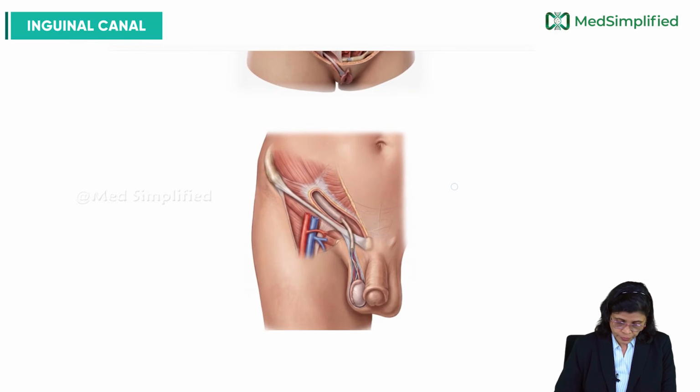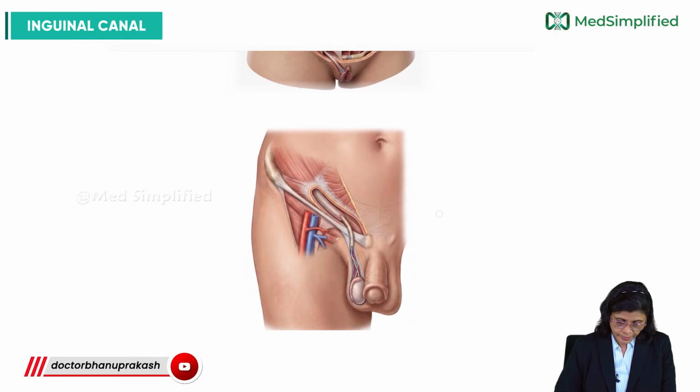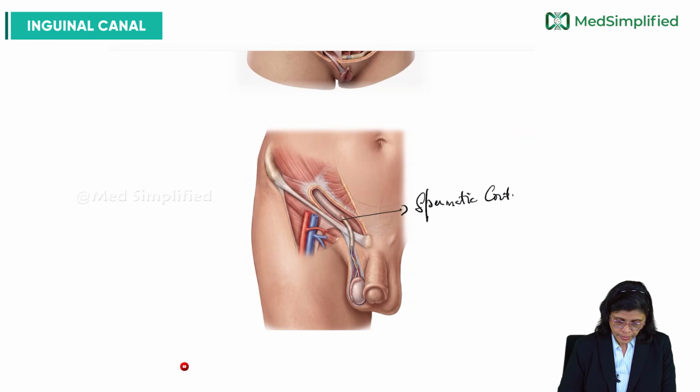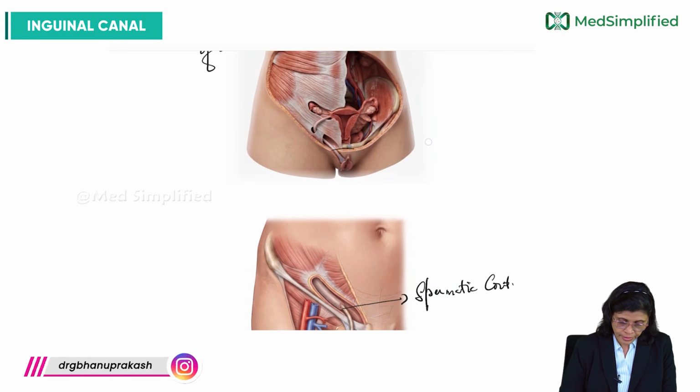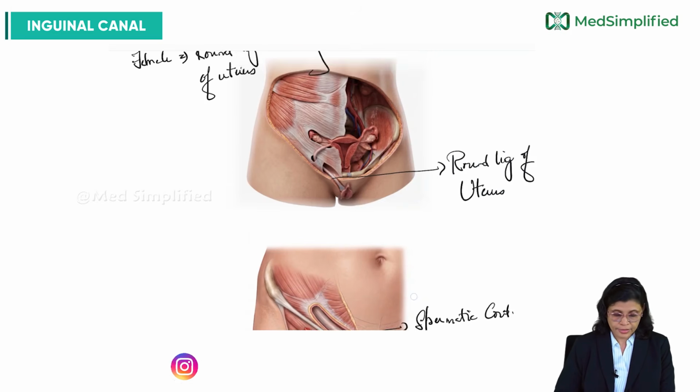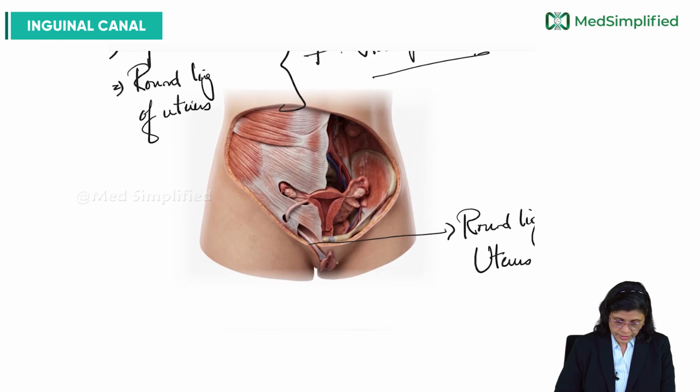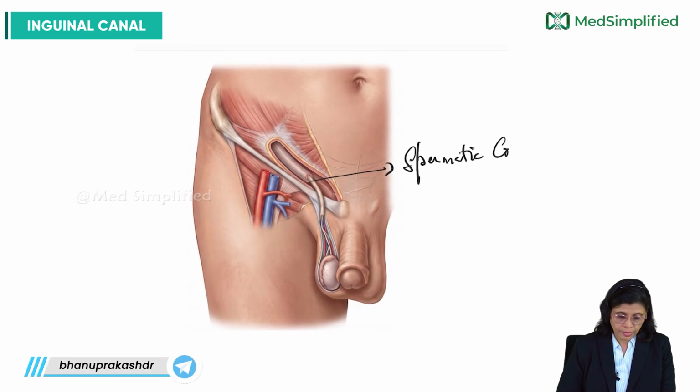So here we can see the spermatic cord along with the ilioinguinal nerve. In females, we will see the round ligament. So these are the contents which we see: in females the round ligament of the uterus, and in males the spermatic cord.